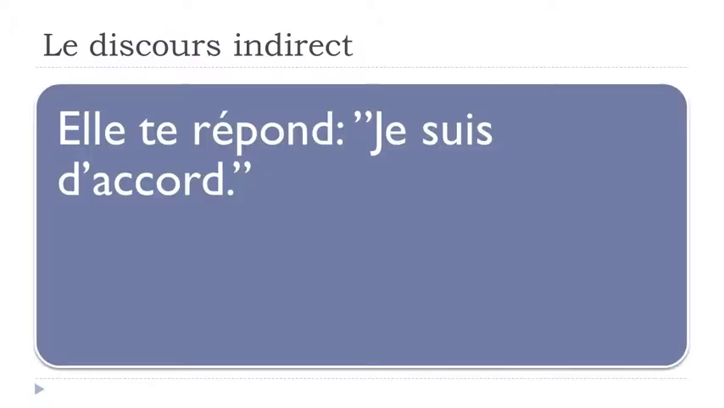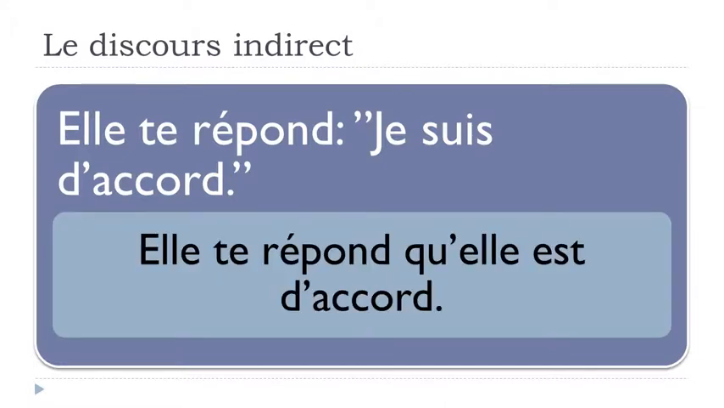So I wanted to first show you this simple example, because we've got this sentence, elle te répond, je suis d'accord. Okay, so répondre is to answer, te is for you, so she answers you. Je suis d'accord. In French, this je suis d'accord is I do agree.